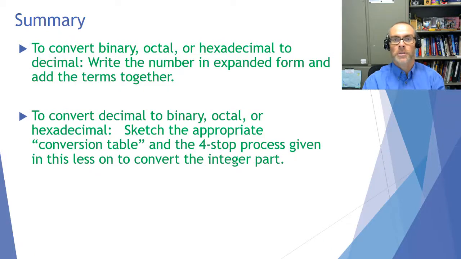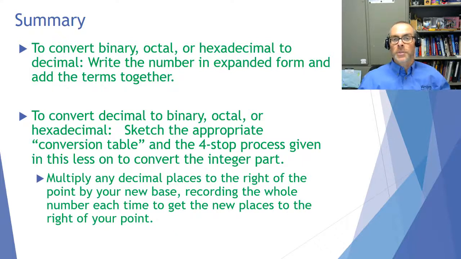What this lesson focused on was the other direction. If you want to convert decimal into binary, octal, or hex, then we use that kind of makeshift conversion table where we list all the powers of our base starting from the right and working to the left, always starting with 1. And then you use repeated division in that 4-step process. I won't give that here, but in earlier examples in this lesson, that 4-step process through repeated division will tell you what your new digits will be in your new number.